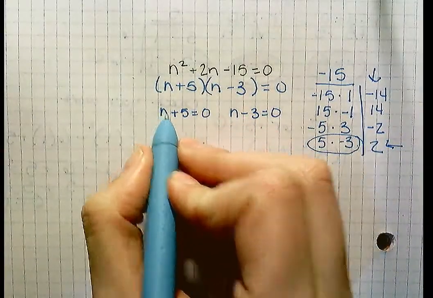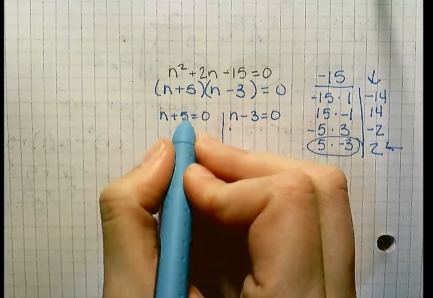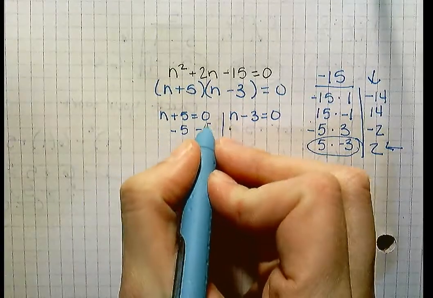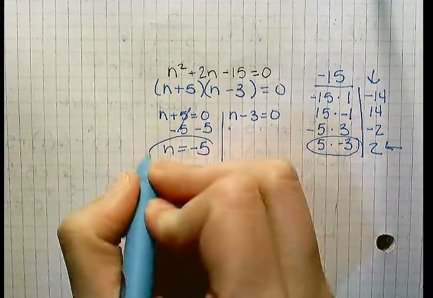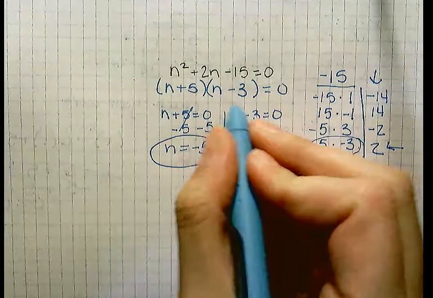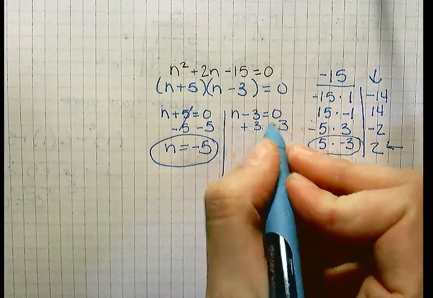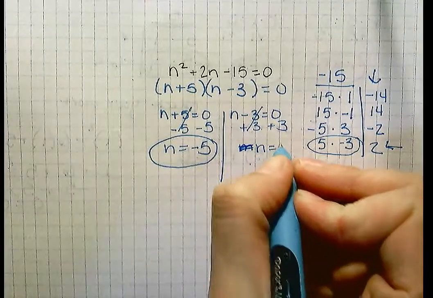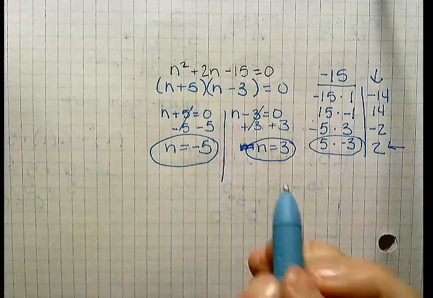So here you're trying to solve for n. You subtract 5, n equals negative 5. And then the second problem. So you add 3 and add 3, n equals 3.